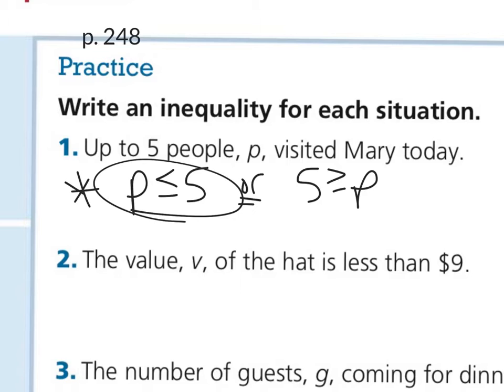And what you can do is just think about an amount of people that might have visited Mary. Up to 5 people visited. Well, for example, 1 person could have visited. So think about if you put that number in your inequality, 1 is less than or equal to 5, that works. And so that means it seems like we probably have a good inequality there. It's always a good idea to do that. Just do a quick check to see if your answer makes sense or not.